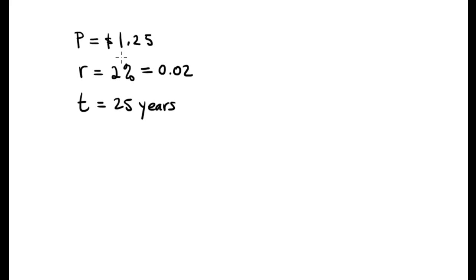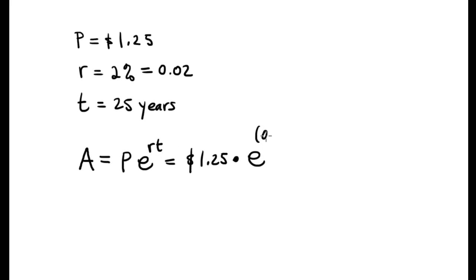Okay, again an inflation problem. The future value is equal to the present value times e to the r times t. The present value is $1.25, the price of the cup of coffee, multiplied by e, and in the exponent we have 0.02 times 25.